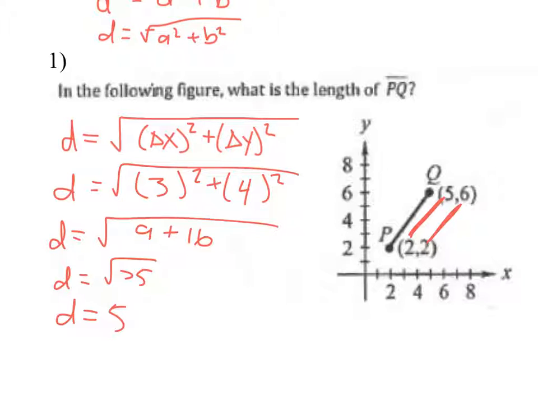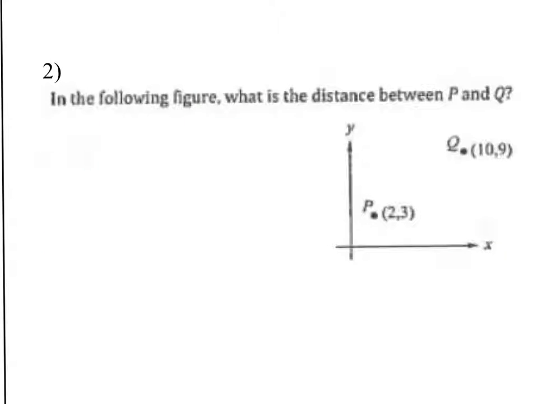Let's do a second example, and I'm going to use the Pythagorean theorem instead of using the distance formula. It's the same thing, remember? So we're supposed to find the distance between these 2 points. I am going to draw a right triangle, a vertical segment and a horizontal segment, and use the Pythagorean theorem.